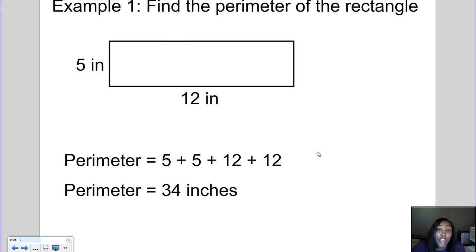So let's look at this example. So right now we have a rectangle, and we have to think about, well, what do we know about rectangles? Well, it's a four-sided shape where it's got two pairs of sides that are equal to each other. So I know if this has a length of 5, then I know this side also has a length of 5. And if this has a length of 12, then I know this also has a length of 12. So if I want to find the perimeter, I have to add all 4 of the sides together, which would be 5 plus 5 plus 12 plus 12, which gives me a total perimeter of 34 inches.